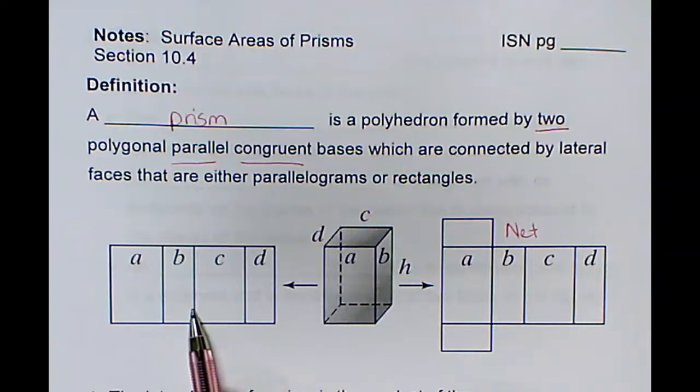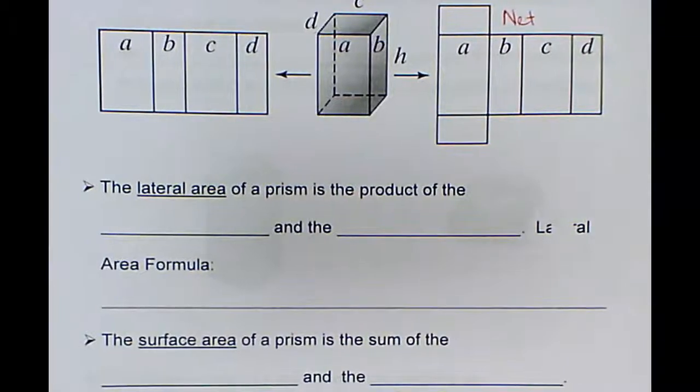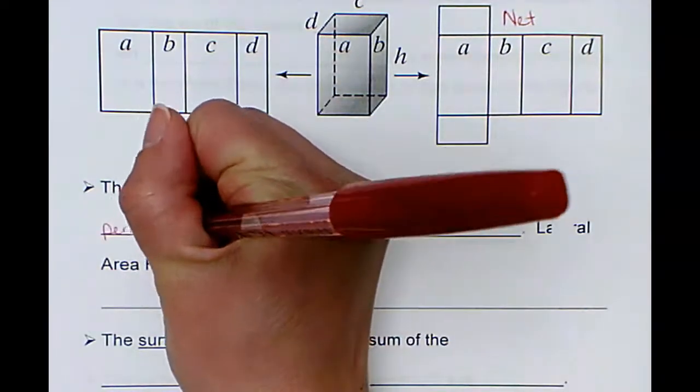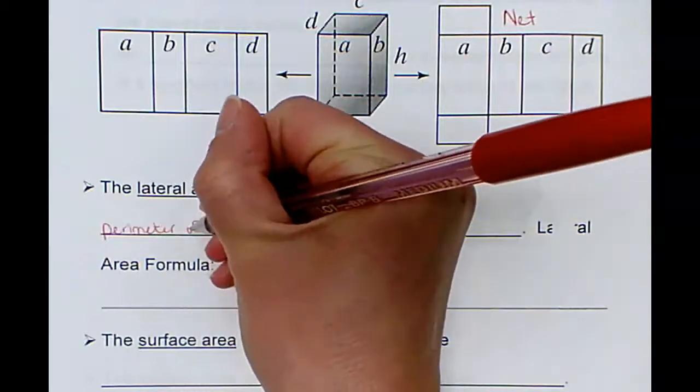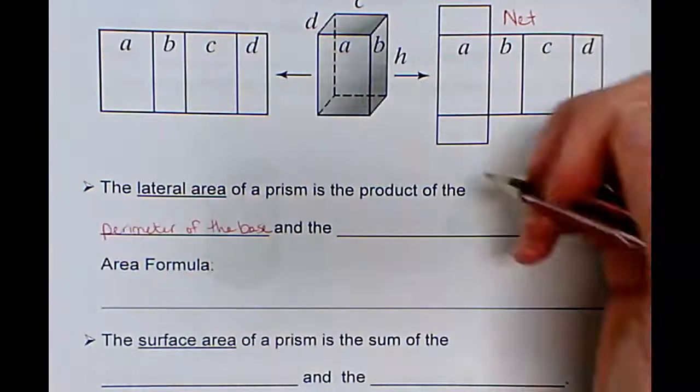Now over here, we have the same thing except for we don't have the bases. And so we're going to talk about how that's different and why it's important to not include the bases sometimes. So, the lateral area, sometimes called the lateral surface area of a prism, is the product of the perimeter of the base and the height.